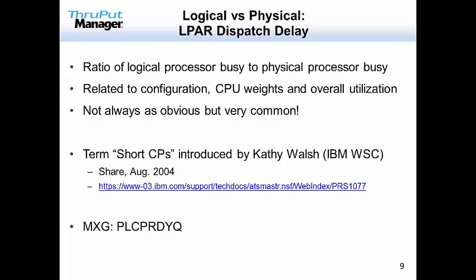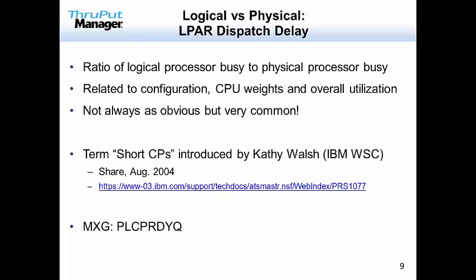What this is, it says here, is a ratio of the logical processor busy to physical processor busy. Some of this, I think, is simply a natural human reaction to configure more logical processors, for example, to an LPAR, to ensure that it has access to the whole machine when it can get it. But if this isn't matching up with the physical capacity, you can see these types of delays. This is related to the overall configuration.